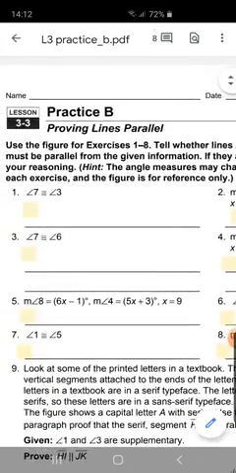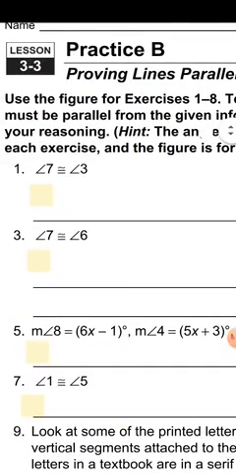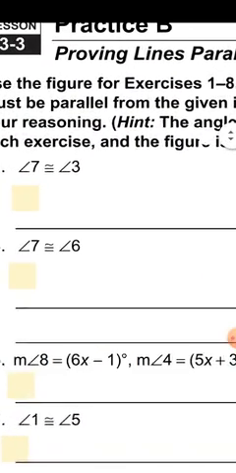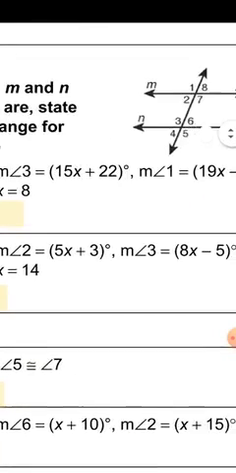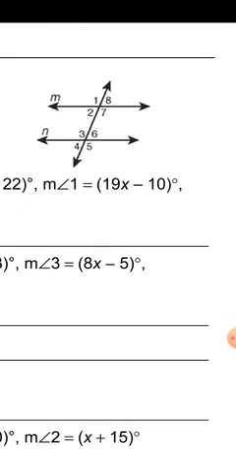Okay, so the first question, we have to prove that angle 7 is equal to angle 3. So they have given us that angle 7 is congruent to angle 3. Using this information, we need to prove that lines M and N are parallel.